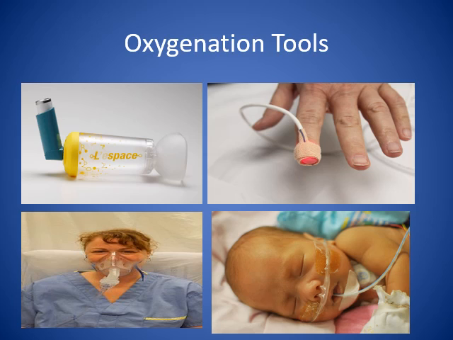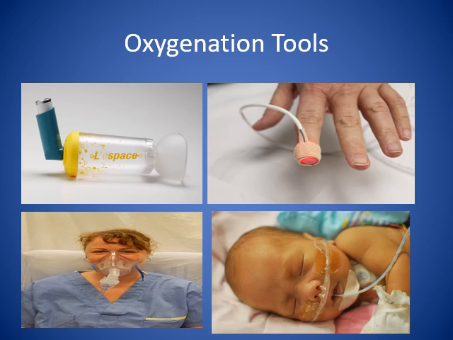This is a pulse ox. It can read oxygen off a capillary bed. You can put it on a child's finger or a child's toe. Sometimes we wrap it around the foot of babies. This is a non-rebreather mask. So if we needed to give oxygen in larger quantities to a child, we would use the mask if they would tolerate it.